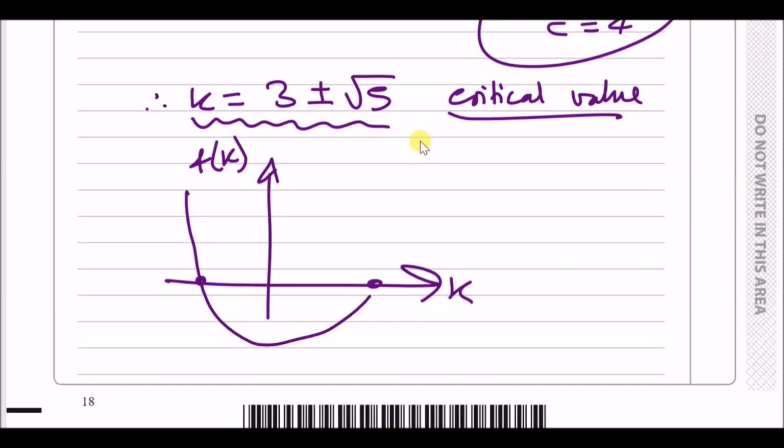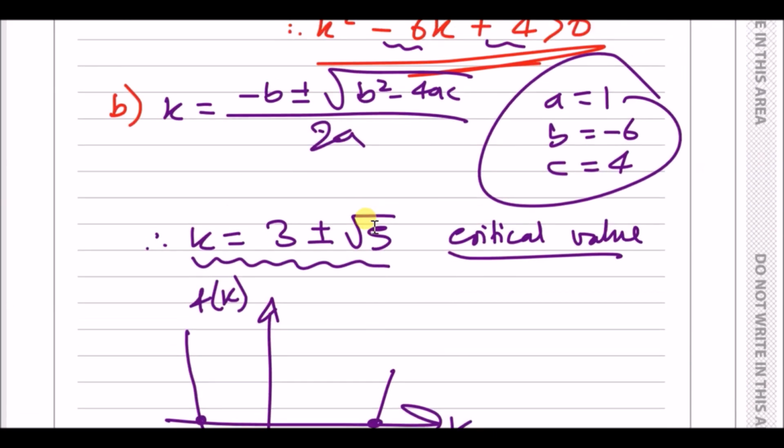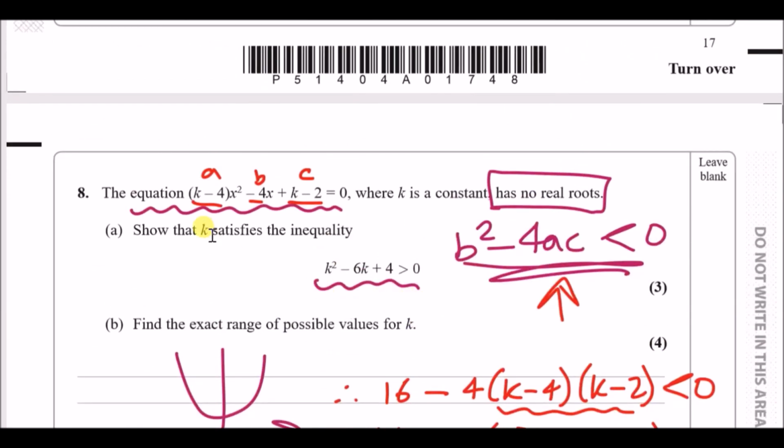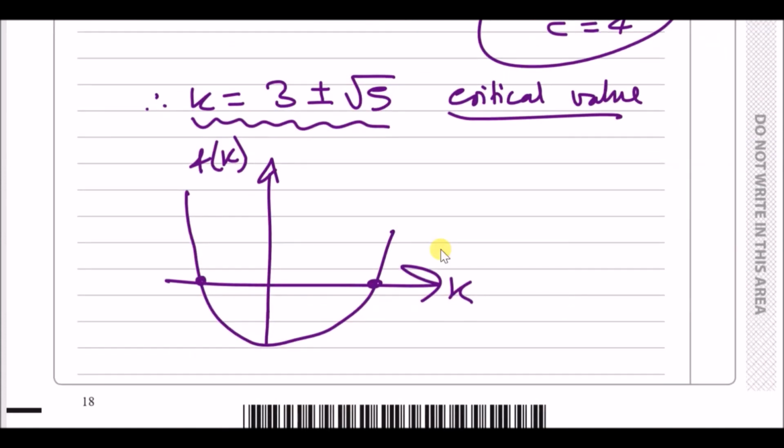So it'll be a nice U shape. Now, because the graph, what do we know about the expression? Because we know that the equation is greater than 0, this means that for the equation to be greater than 0, it has to be above the y-axis.